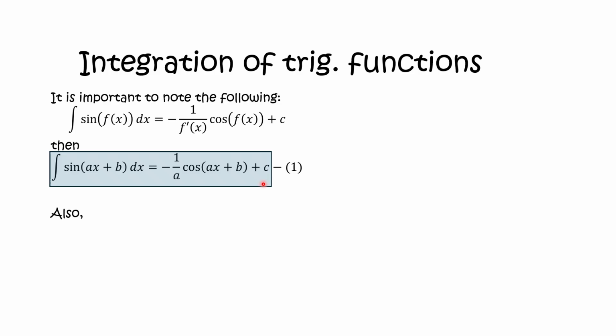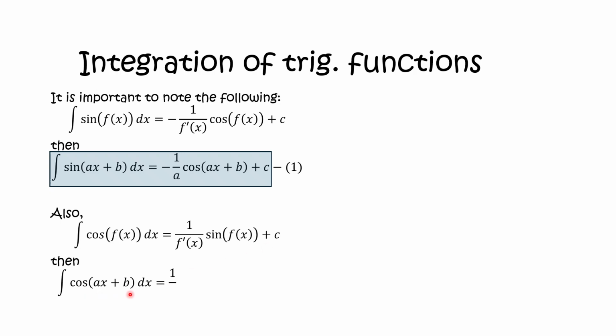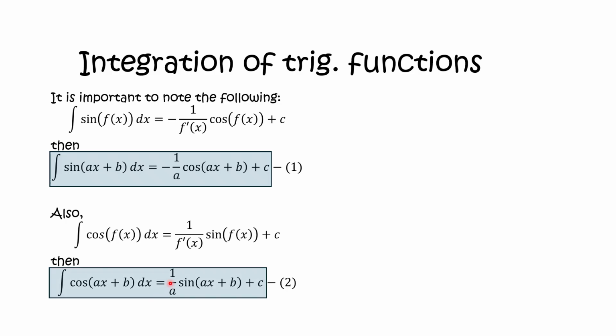Let's move on. Let's look at the integration of cosine f of x dx. The answer here would be a positive 1 over f prime of x times sine of f of x plus c. Then it means that if we are going to find the integration of cosine ax plus b dx, our f of x is ax plus b, f prime of x is just a, times sine of ax plus b plus c. We are going to label this as formula 2.